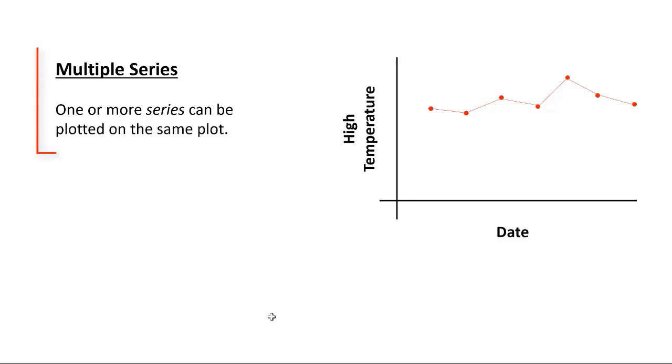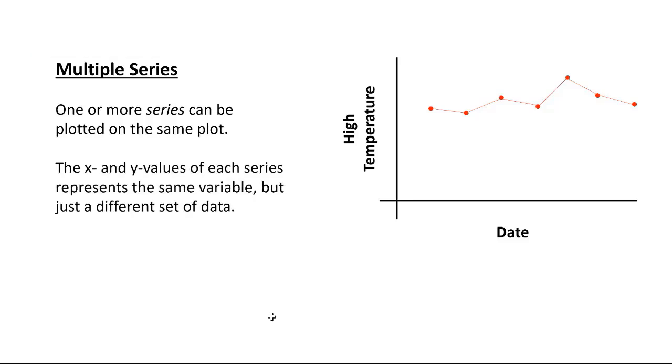We can add multiple series on a single plot. This red line here is a series. This is the high temperature, but maybe we wanted to add in the low temperature. In order to add in multiple series onto the same plot, the X and Y values have to represent the same variable. They can be different, for example, high temperature and low temperature, but they are both temperatures.